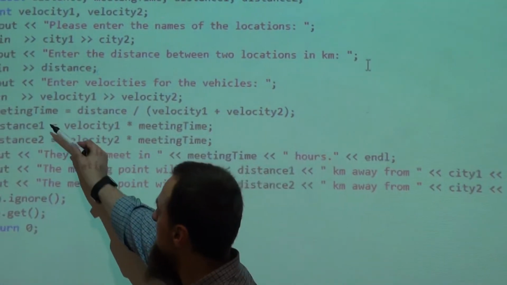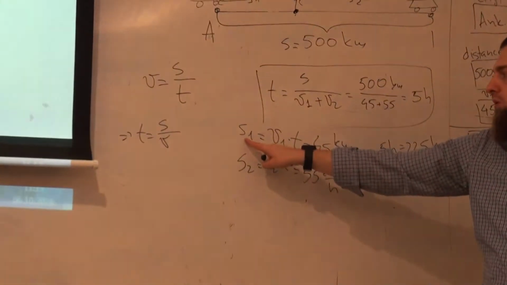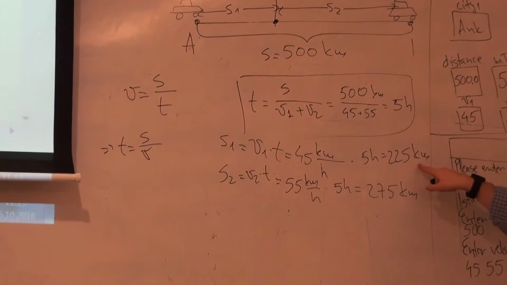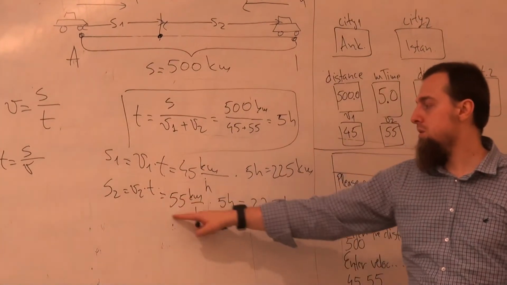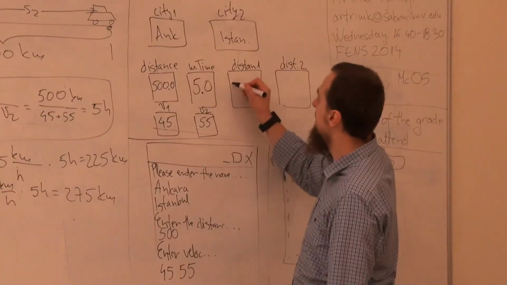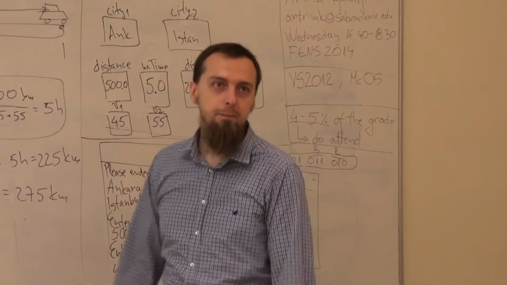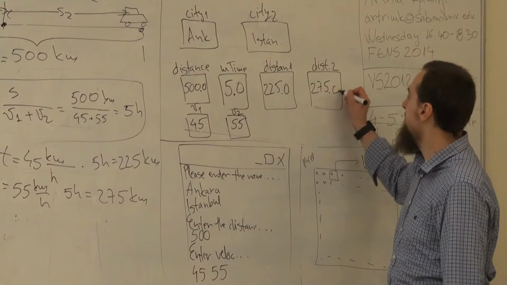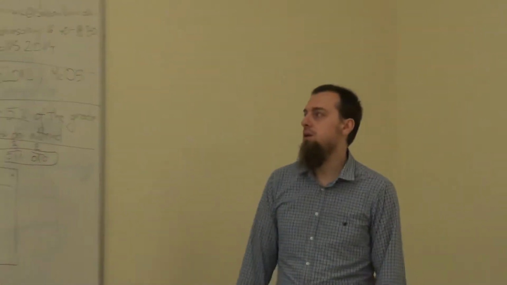And I'm calculating distance 1, which is velocity 1 multiplied by meeting time. Distance 1 is velocity, speed, multiplied by the time. Distance 2 is velocity 2 multiplied by the time. So I have here 225 and 275. Correct? No. It's 225.0 and 275.0 also, because those are float numbers. You should get used to this.